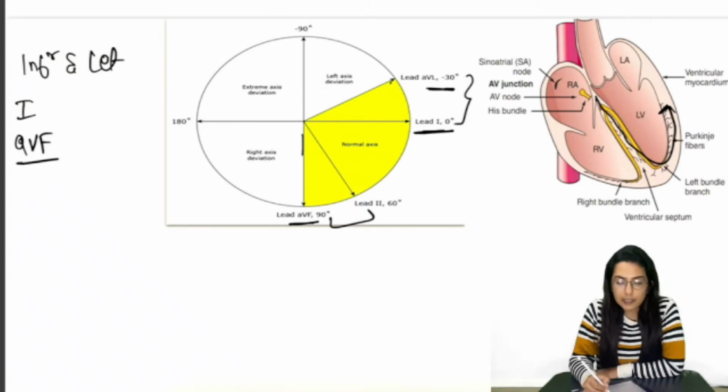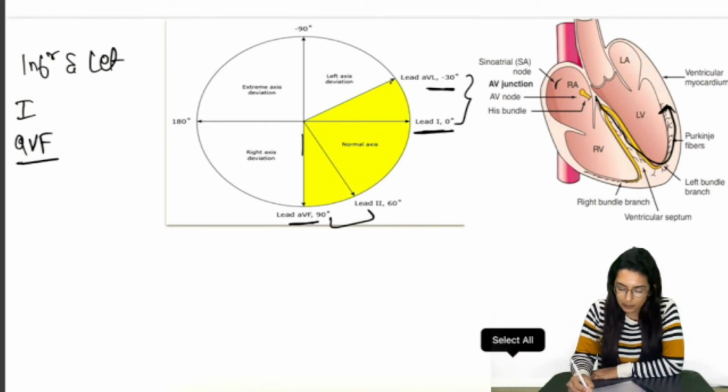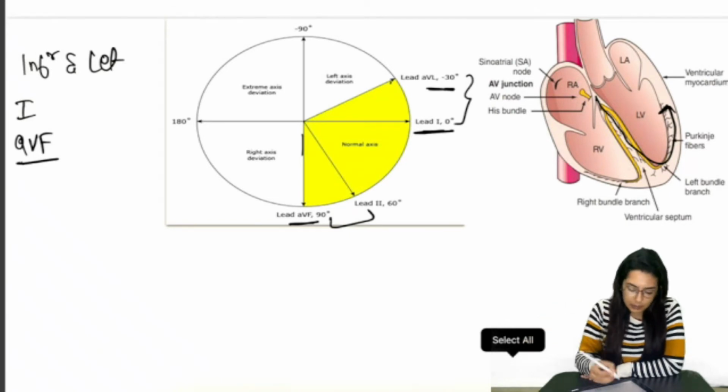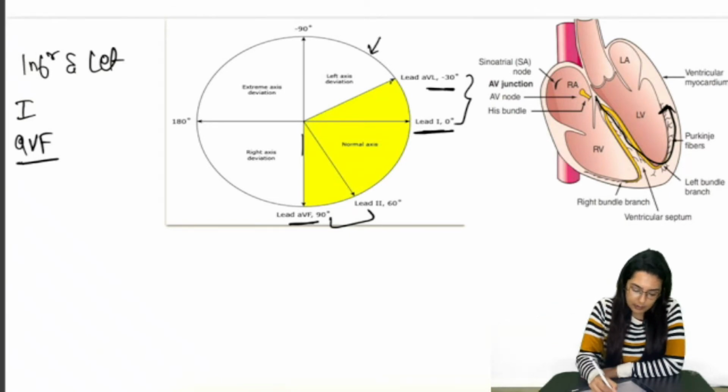Now as you can see, left axis deviation. So for example, there is left ventricular hypertrophy. Whenever there is left ventricular hypertrophy, QRS is already on the left side and inferior side, because the left ventricle is normally also predominant over the right ventricle. So for example, if there is LVH, its contractility will increase, so obviously there will be increased predominance over the left side. So it can lead to left axis deviation.